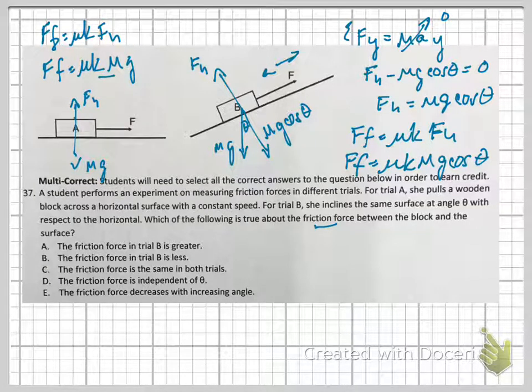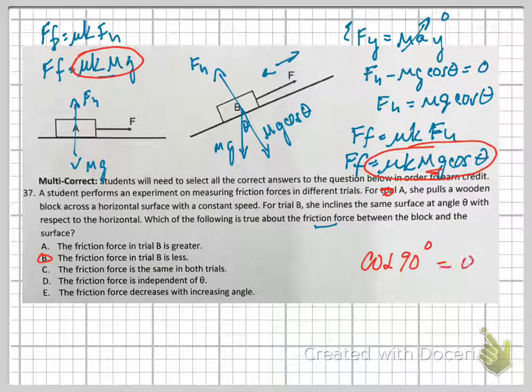So when we compare A with B, we see the force of friction in A is just flat out mg times mu k. But in B, it's mu k times mg cosine theta, which is a portion of mg. So that would make the force of friction in B less. And if we take it to the extreme point, if we raise the slope to 90 degrees, we can see the cosine of 90 degrees equals 0. So the frictional force is going to decrease with increasing angle. So B and E.